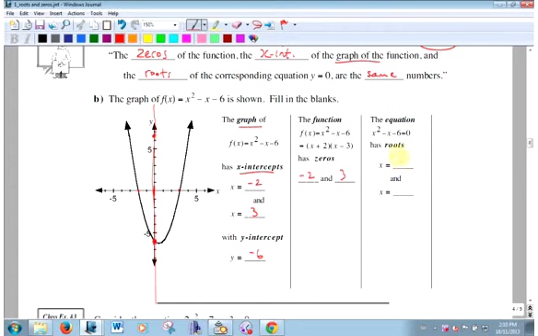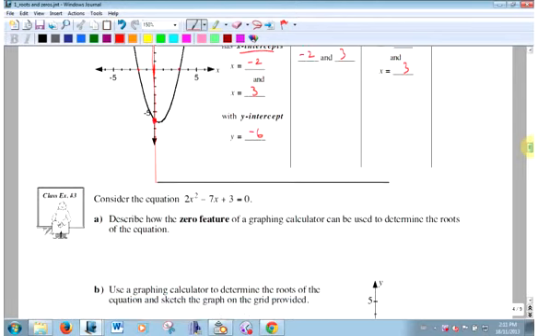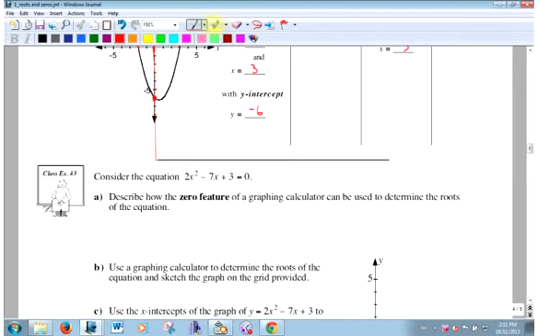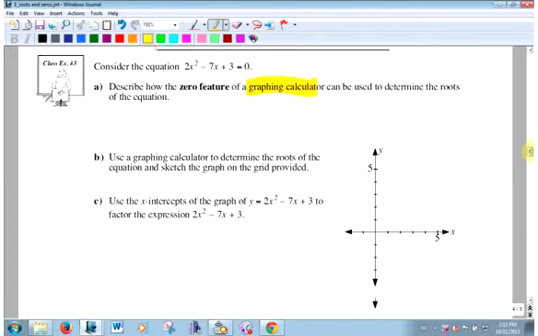Okay, what's the roots? You can't write same. There's no blank for same. You have to go minus 2 and 3. All right. Tomorrow, we're going to do that. Okay? So we're skipping that for today.